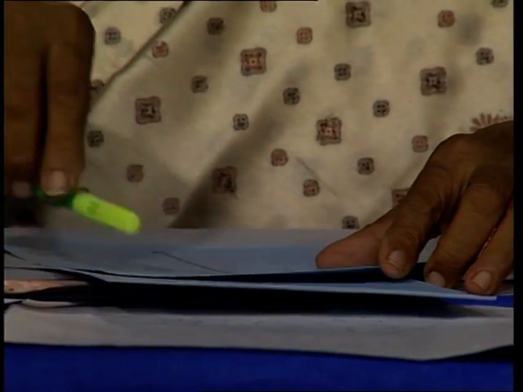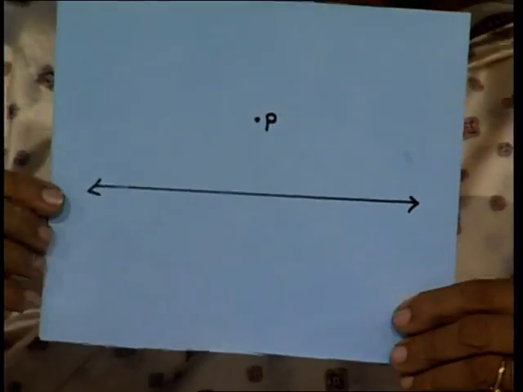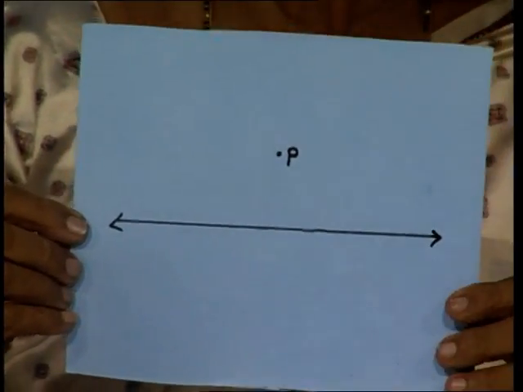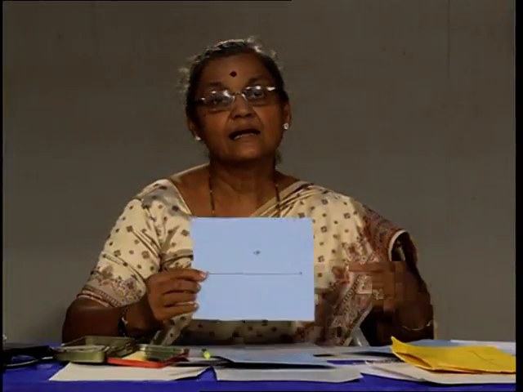Then another construction is included. That construction is, if a line is drawn and P is a point outside the line, then we have to construct a perpendicular passing through point P to the line L. How to construct it? There are three methods we have explained in the textbook. First method is the paper folding method.